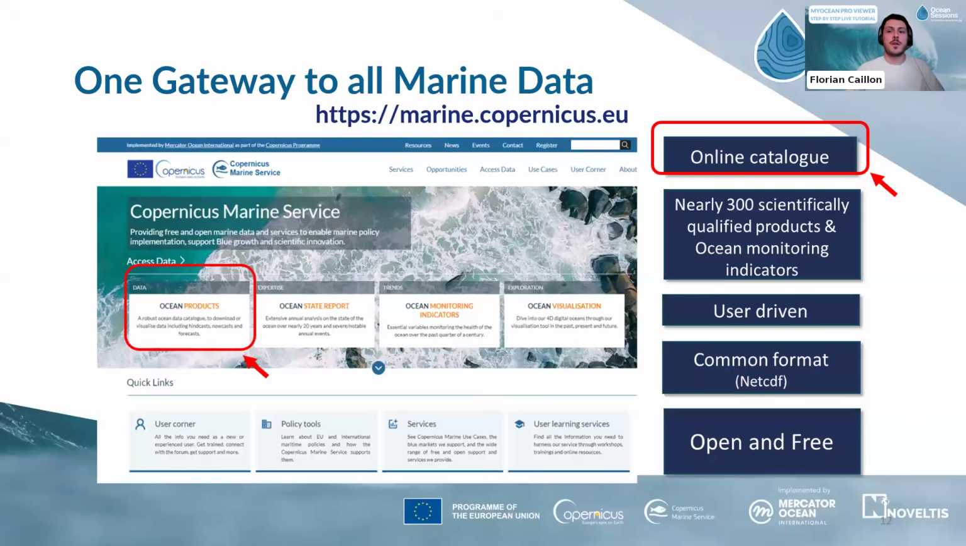All this information is accessible through a single entry point, which is the marine.copernicus.eu website. After a simple free registration, you can browse the data store, download harmonized datasets, and explore detailed product pages that include metadata, documentation, quality information, and multiple data access options. From the homepage, just click the Ocean Products button to open the catalog.